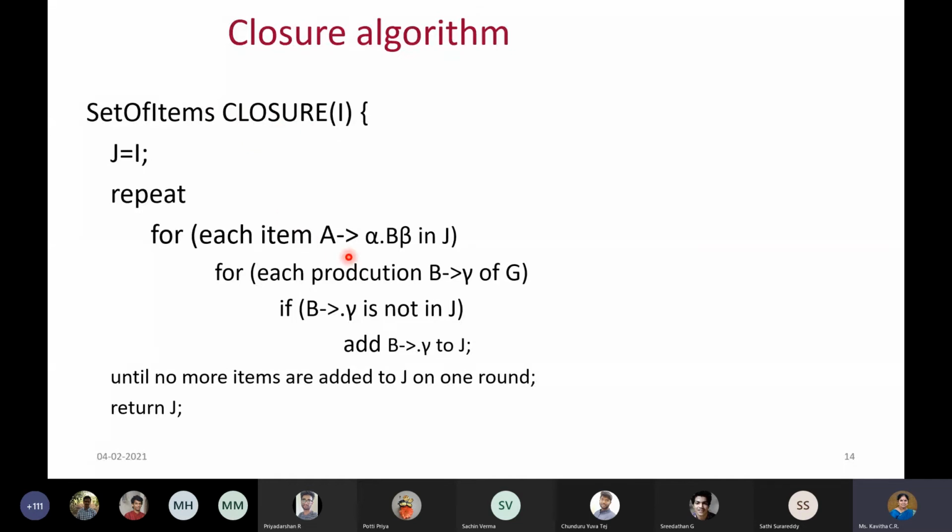So what is it that you are going to do? You have some rule like this, say A gives alpha dot B beta, and if this B is a non-terminal, you are going to expand all the rules corresponding to this non-terminal. That's all. So B gives dot gamma is nothing but all the possible rules that are there. And if it is already existing, then you don't have to create duplicates. If it is a new rule to be added into that state, yes, you are going to add, and that is known as the closure. So you keep adding into the set of items, and finally it becomes a state. That is the meaning of closure.